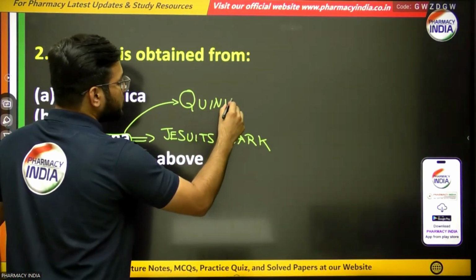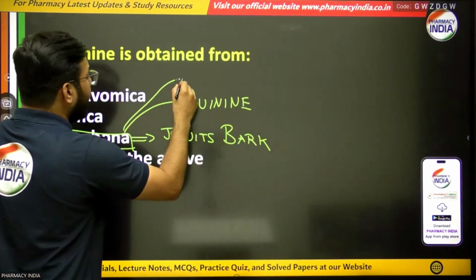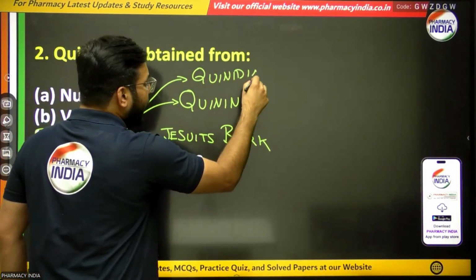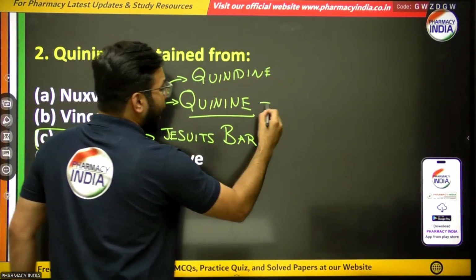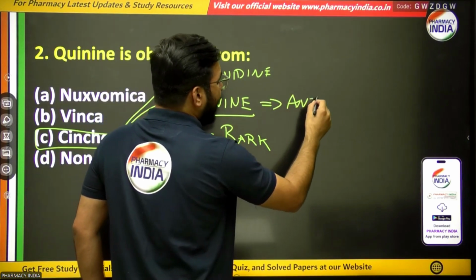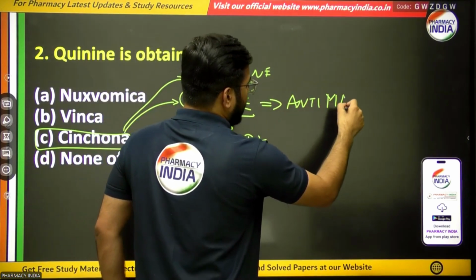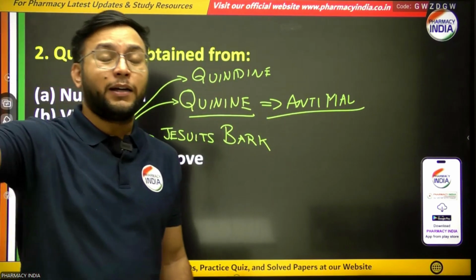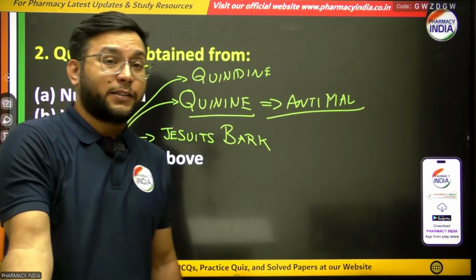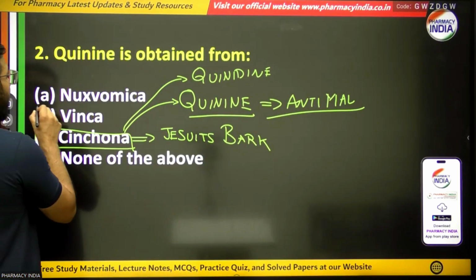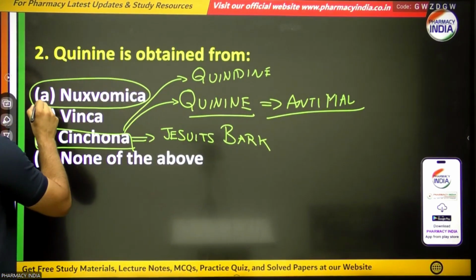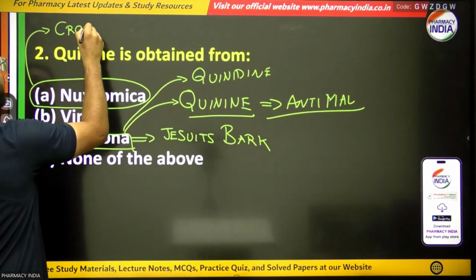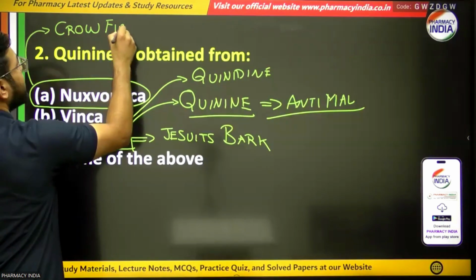quinine and quinidine. Quinine is used as anti-malarial. Yes. And quinidine is used in heart cases, yes, cardiac cases. And what about nux vomica? The other name of nux vomica is crow fig seed. This is the synonym: crow fig seed.